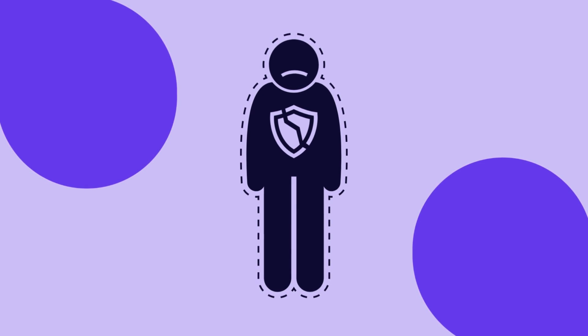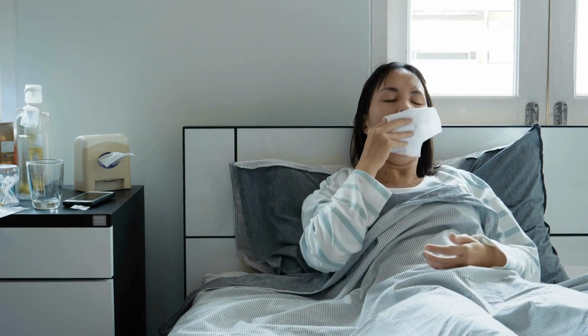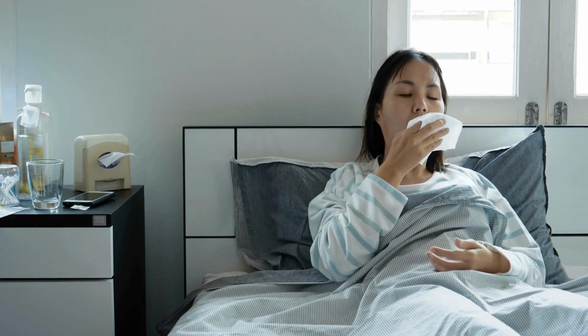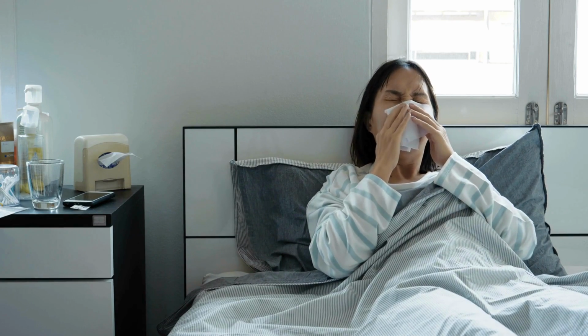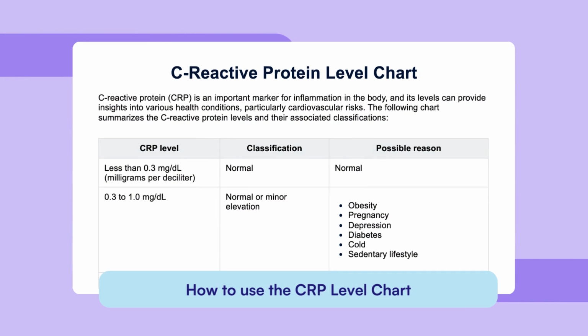This chart is designed for quick reference, making it easy to assess whether a patient's CRP levels are within normal ranges or if they require further investigation. It's especially useful in busy clinical settings where time is of the essence. How to use the CRP level chart.